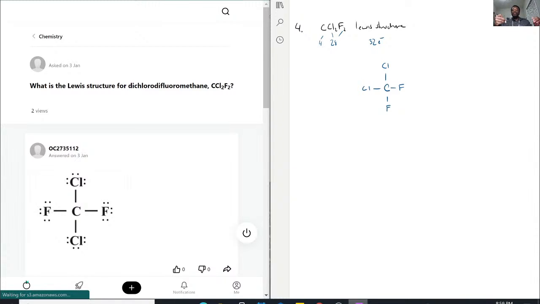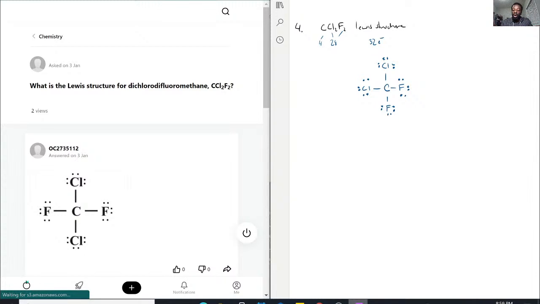And now I'm going to fill in the shells based on their valence electrons. Fluorine right now is sharing 1 of its 7. So it's going to be 2, 3, 4, 5, 6, 7. Same thing here. Okay? And now, with that being said, let's check to see if our formal charges are good.